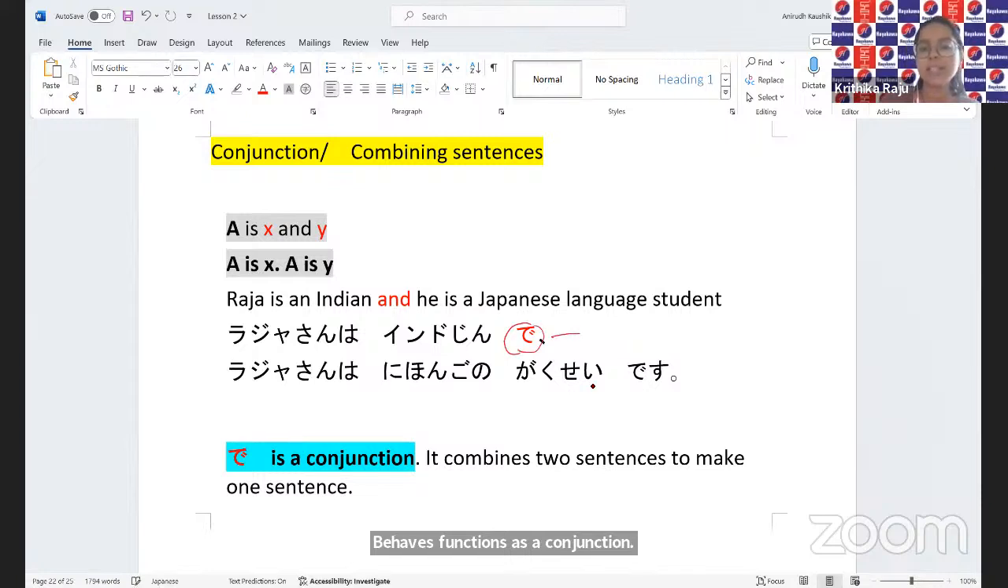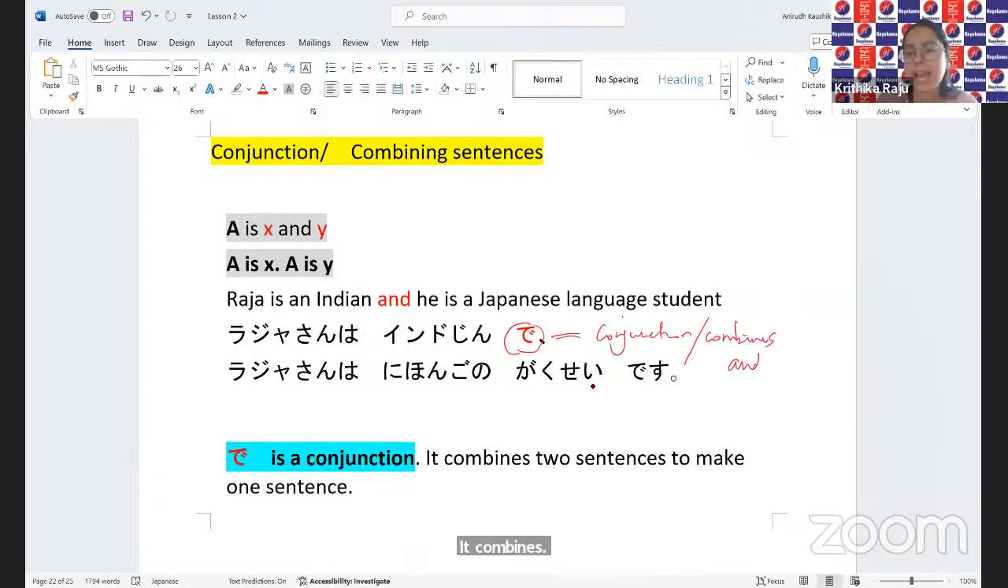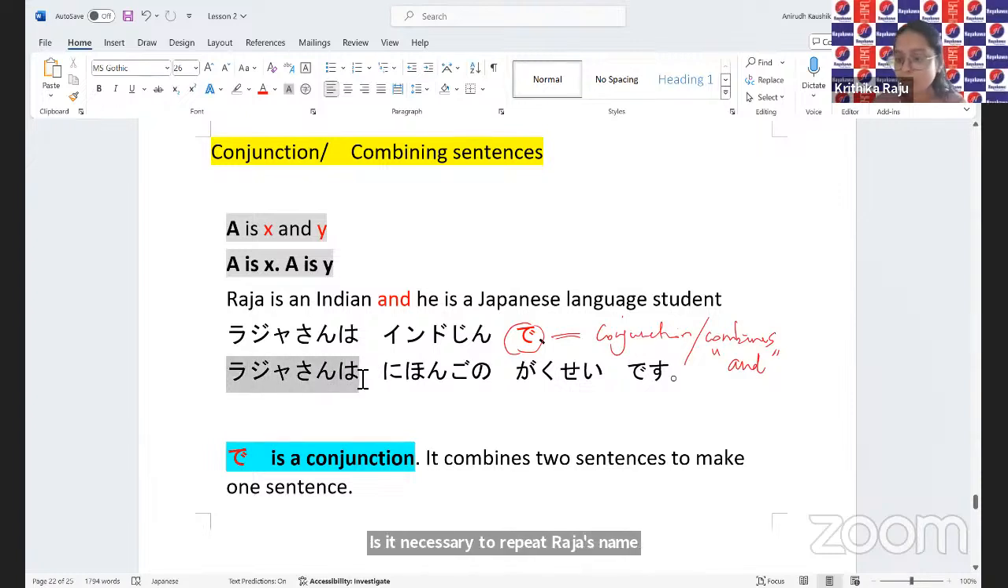So between two sentences, it performs the function of a conjunction. It joins, it combines, it takes the meaning and in English between two sentences. So the whole sentence will read, Raja-san wa Indojin de. Is it necessary to repeat Raja-san's name again in the same sentence? No. Right? So you strike that because now the sentence ends here. Raja-san wa Indojin de Nihongo no gakusei desu. Now can I have all of you say this sentence together?